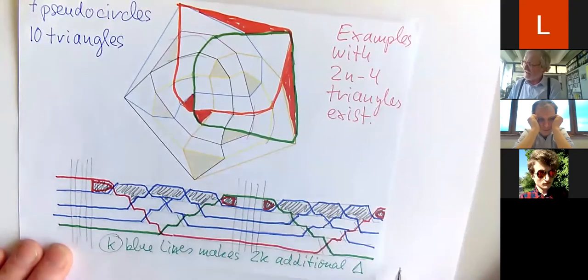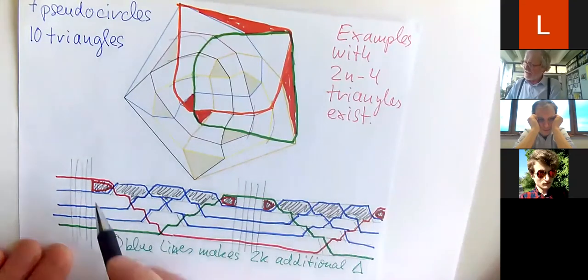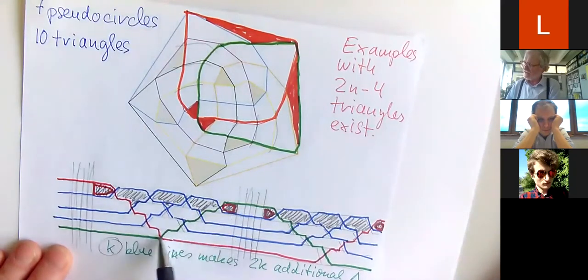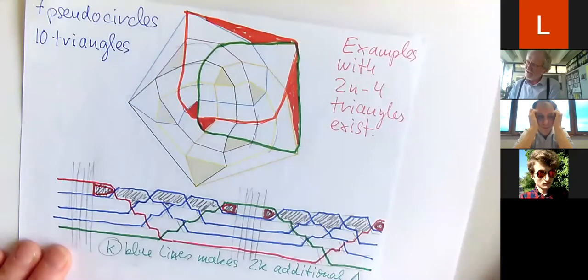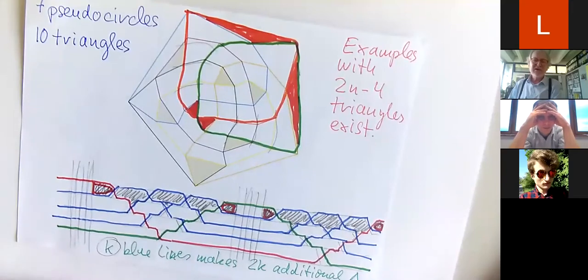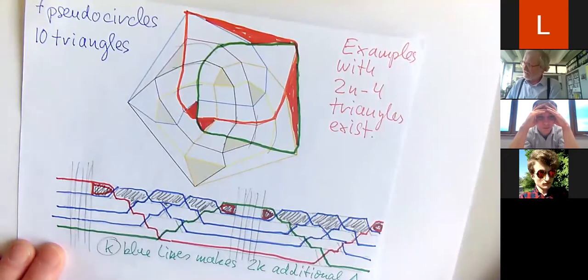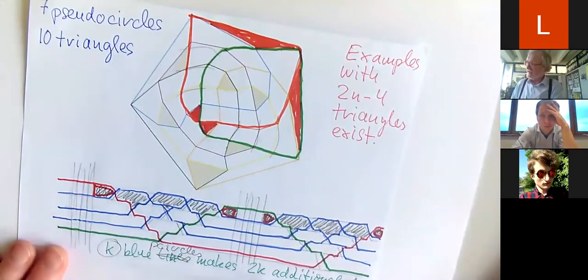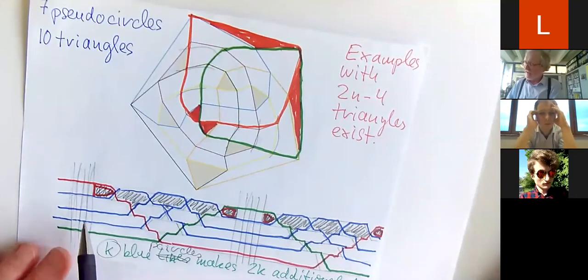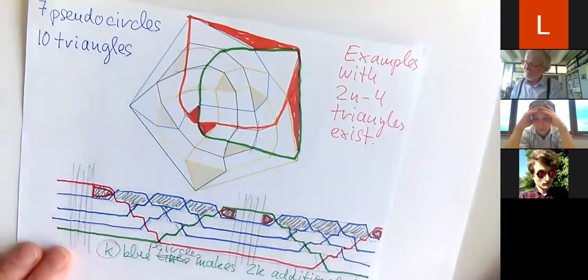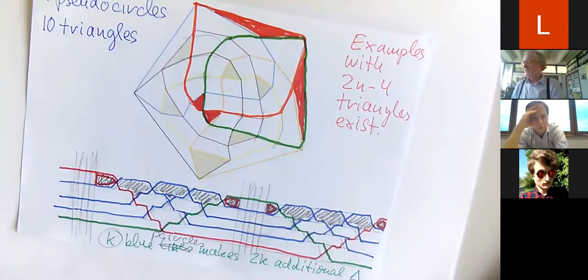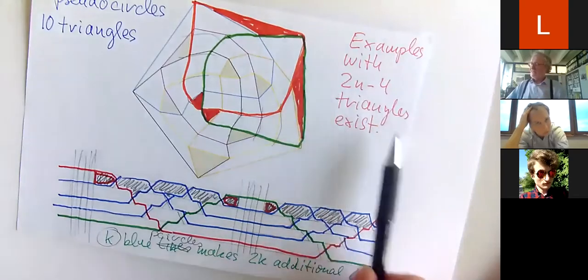So you take the green and the red, and here you have the parallel crossings of the other guys. And here you have the two triangles, and on the other side, again, you have two triangles. And now you plug in the blue stuff, with K blue pseudocircles. You get 2K additional triangles. So every blue guy gets to the top twice, and where it gets to the top, it builds a triangle. And these four triangles are the four triangles that are already here. So you add 2K and you get an infinite family where this is tight.